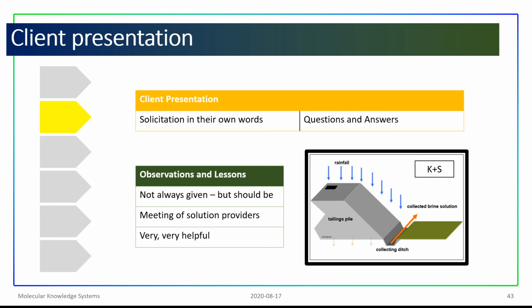55 minutes into the presentation, one of the K+S engineers made a comment about the need to process all of the water that came off the tailings pile. That one comment led to an immediate question from us, whose answer totally changed the idea we proposed.